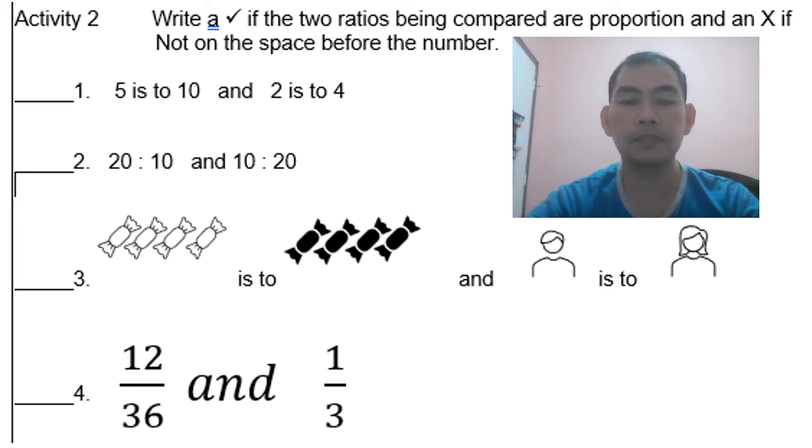For number 1 and number 2, you just multiply the means and the extremes, then find out if they are proportional or not. In number 3, change it first to colon form or fraction form, then find out if they are proportional. In number 4, since they are written in fraction form, you just have to know the cross product.